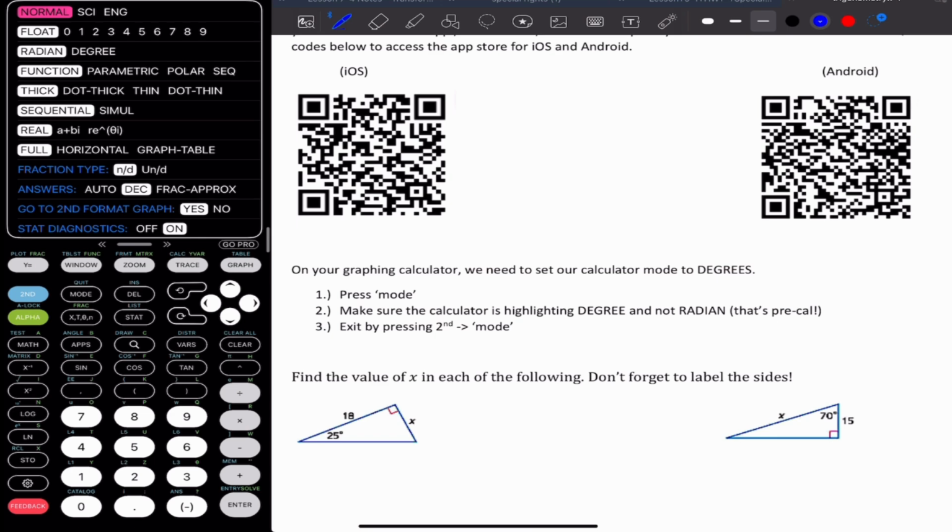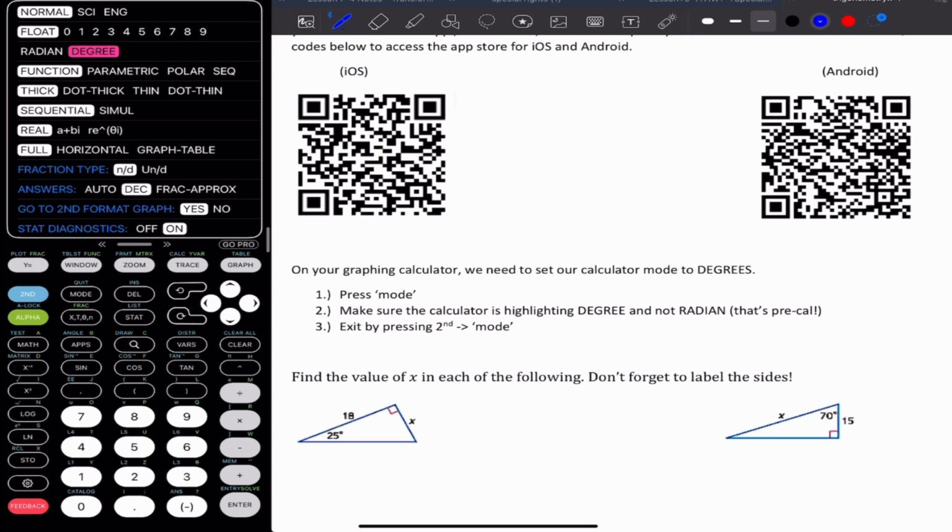Now you're going to scroll down and make sure that you are not highlighting radians or radian, that's pre-cal. You need to make sure it's in degree, and we'll talk about radians in pre-cal if you're going to take pre-cal, but for now in geometry we're going to be working our calculator in the mode of degree. So press enter there, make sure it's highlighted.